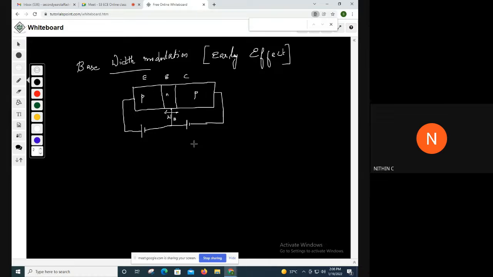Here, if you observe, this is the VEB, that is the emitter base voltage, and this is the collector base voltage. So what is the effect of this reverse biasing in this junction? That's the question. You know that this is a PN junction, this is a PN junction, this is a PN junction.